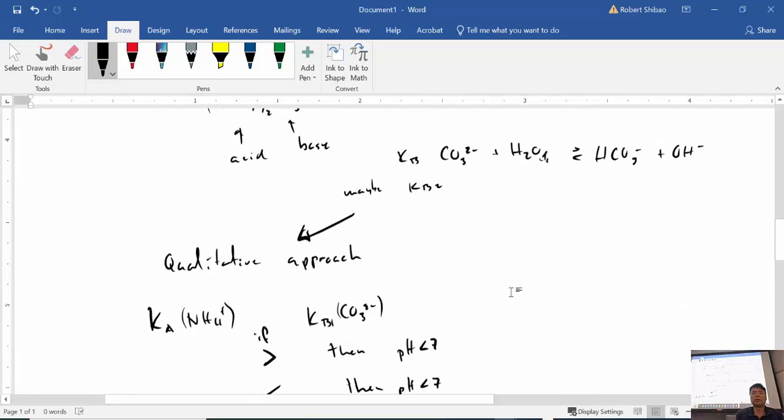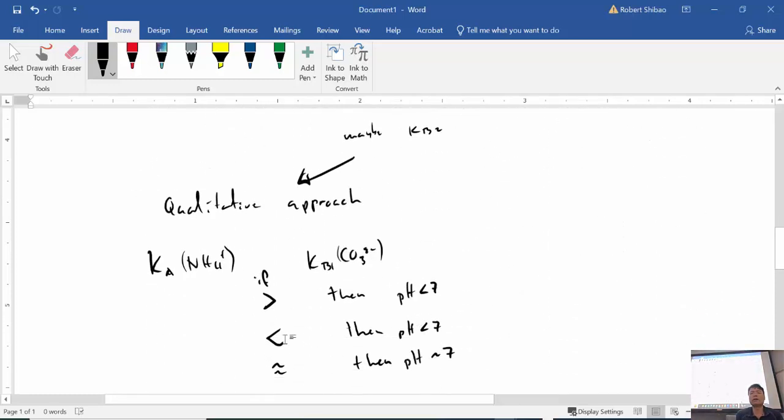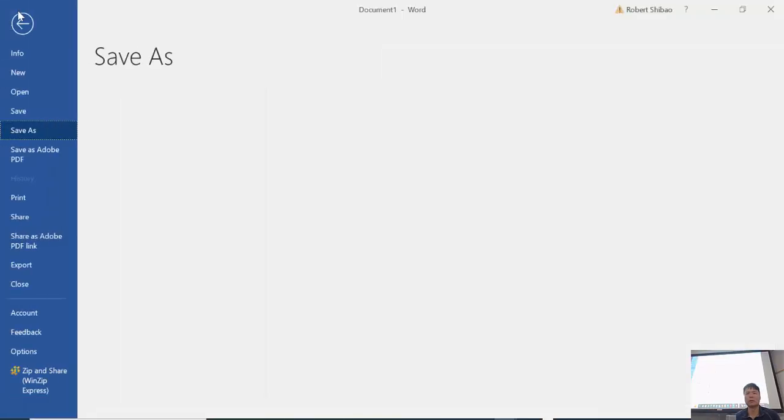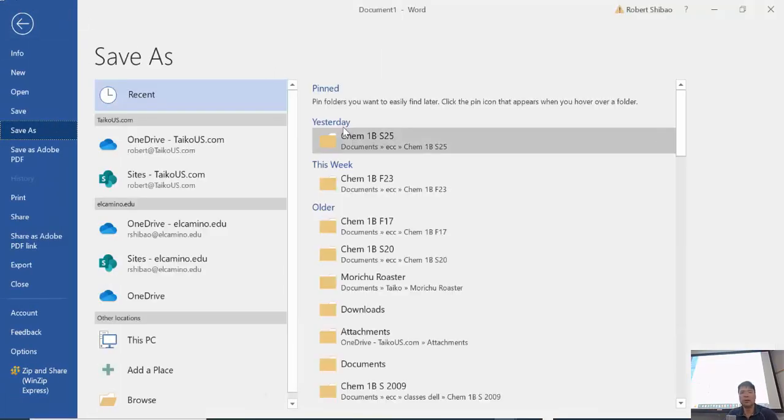The other approach that we would use is quantitative. Let's say I want the pH. I don't want this kind of approximate range. I want to know what the pH is. How would I do that?